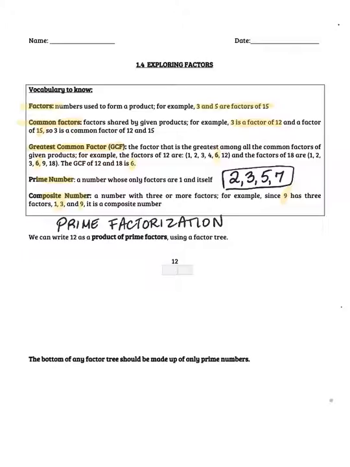So what we're going to do is write 12 in this first example as a product of prime factors using a factor tree. What you have to understand about a factor tree is that it only deals with multiplication. I'm going to write 12 here, or I actually have 12 written right here. Now think to yourself, what two numbers multiplied together will give you 12?